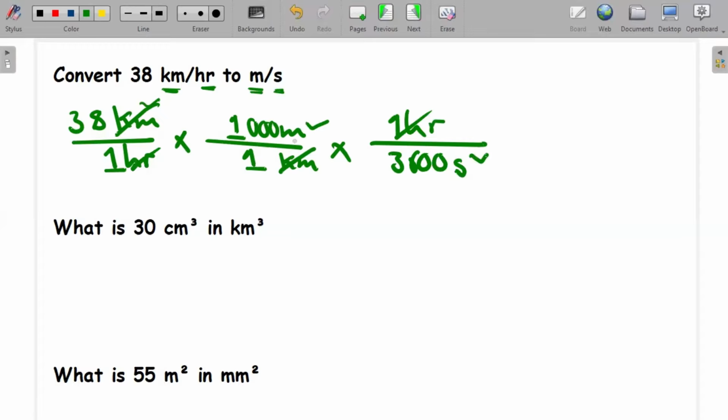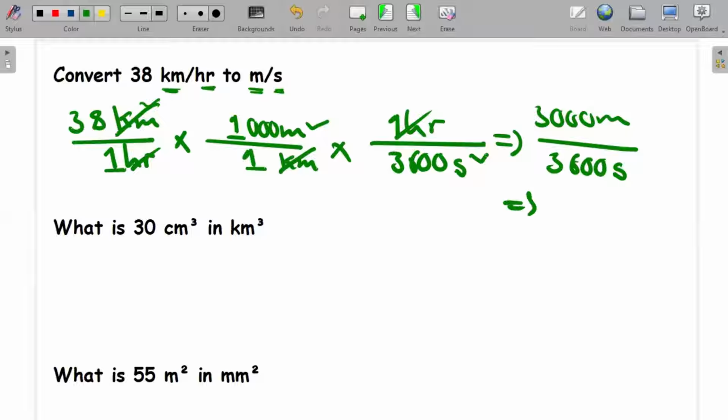So I'll say 38 multiplied by 1,000 here. We're going to get 38,000 meters over. Here we have 1 multiplied by 1 multiplied by 3,600. So we're going to have 3,600 seconds. This is what we're going to remain with. And if I plug this into my calculator, what answer are we going to get? 38,000. This is 38,000, not 3,000. 38,000 divided by 3,600.